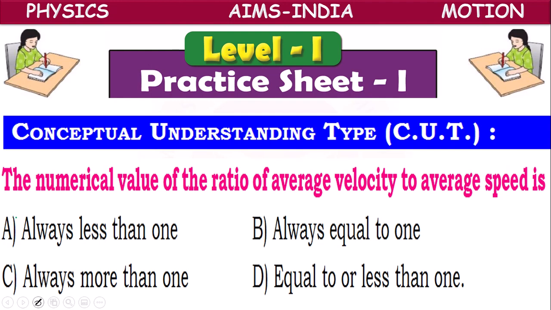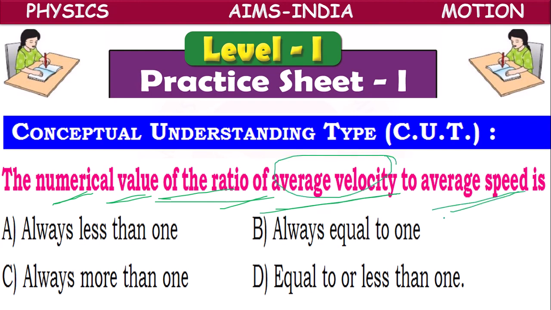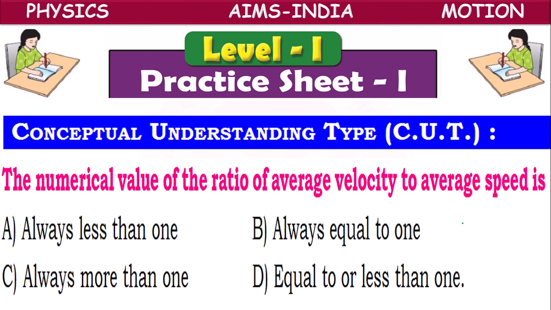The first question, children. The numerical value of the ratio of average velocity to average speed is. Average velocity means speed in a definite direction. If the body travels in a straight line, then average velocity and average speed are both equal. But if the body travels in a curved line, average speed means throughout the journey we have to consider the total distance, while average velocity means only the beginning point to the final point, the displacement.